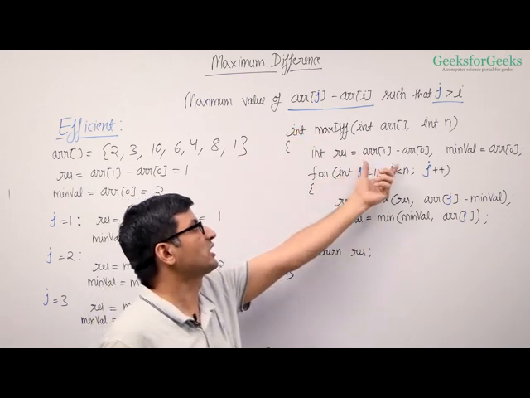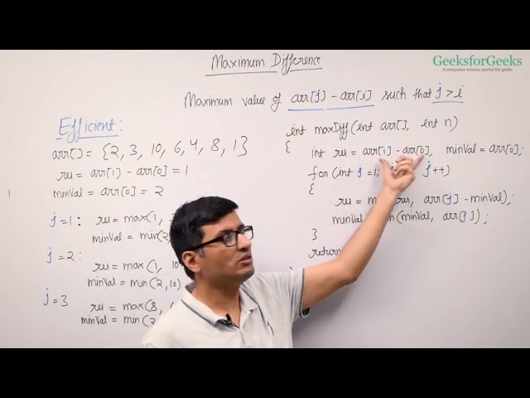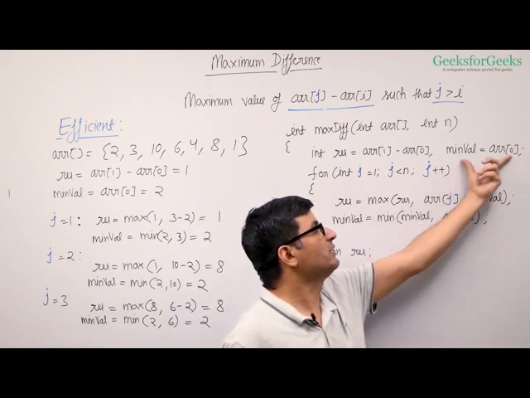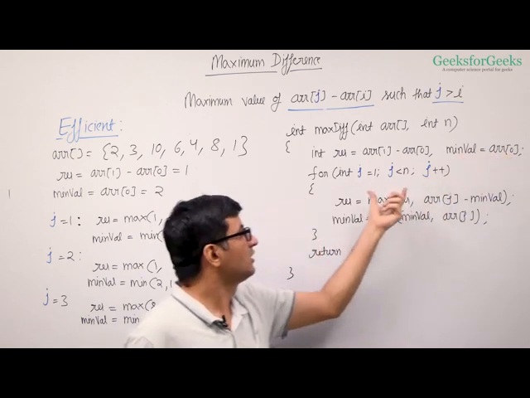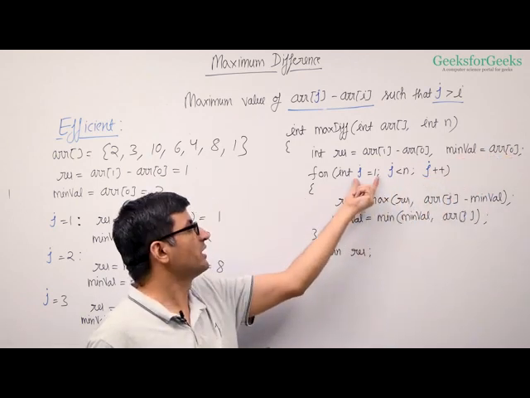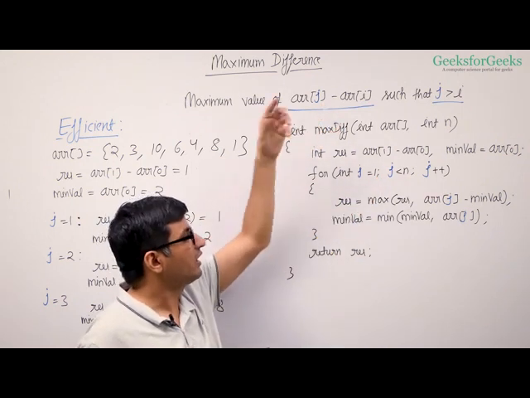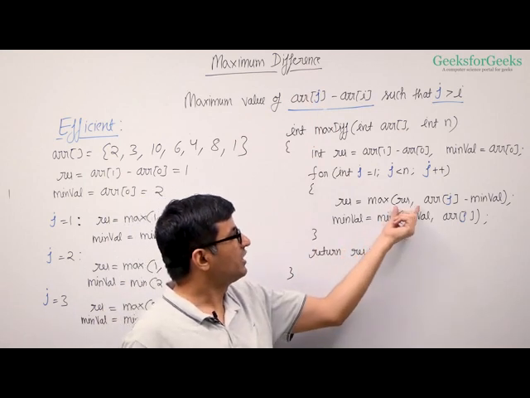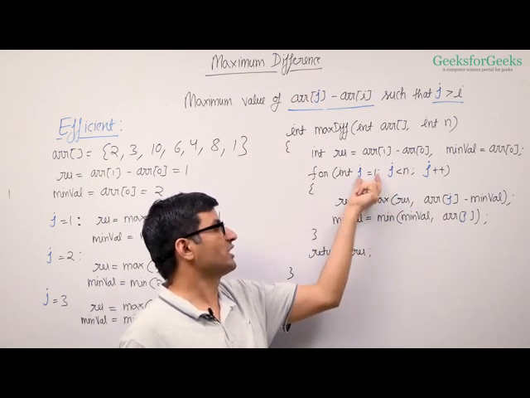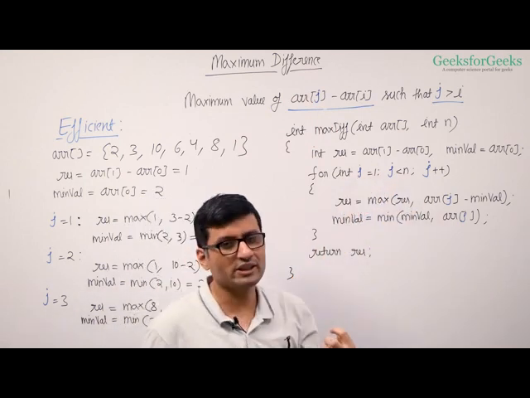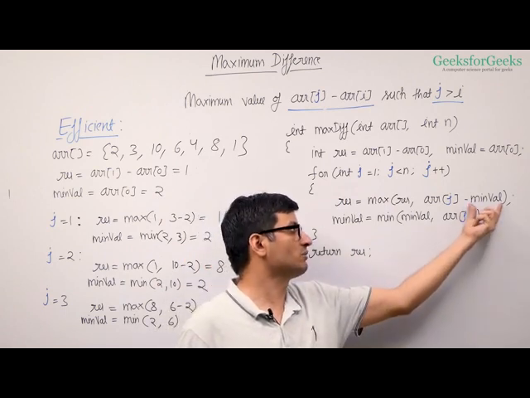So we initialize the result as array 1 minus array 0. We initialize the minimum element as array 0. Then we consider every element as array j in this expression, right? And what we do is, we check if this array j is giving more difference than the result with the current minimum value.